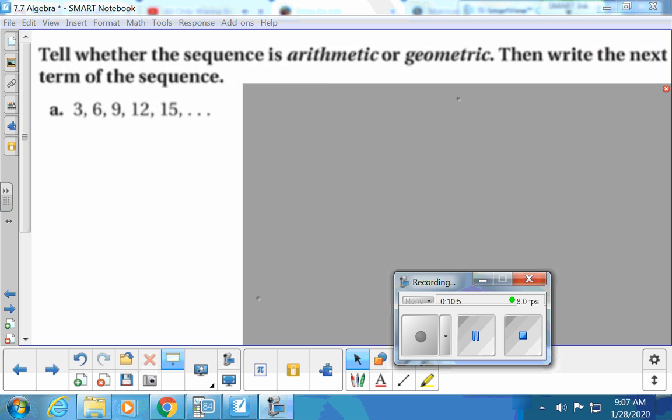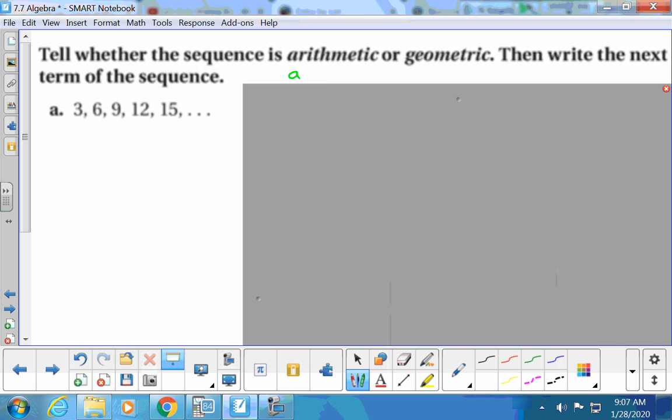Tell whether the sequence is arithmetic or geometric. That's a fancy way of saying, are they adding a constant amount or multiplying a constant amount? And then write the next term. You shouldn't need a fancy formula to write the next term, right? You're just summarizing the pattern. What is the pattern here, since nobody wrote on the smartboard?